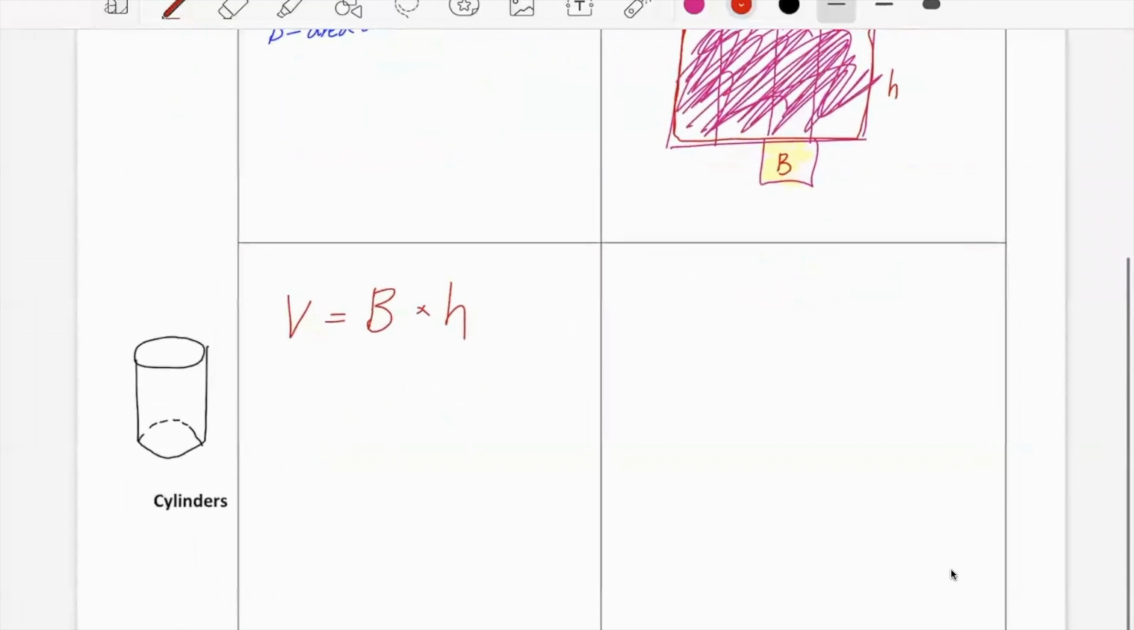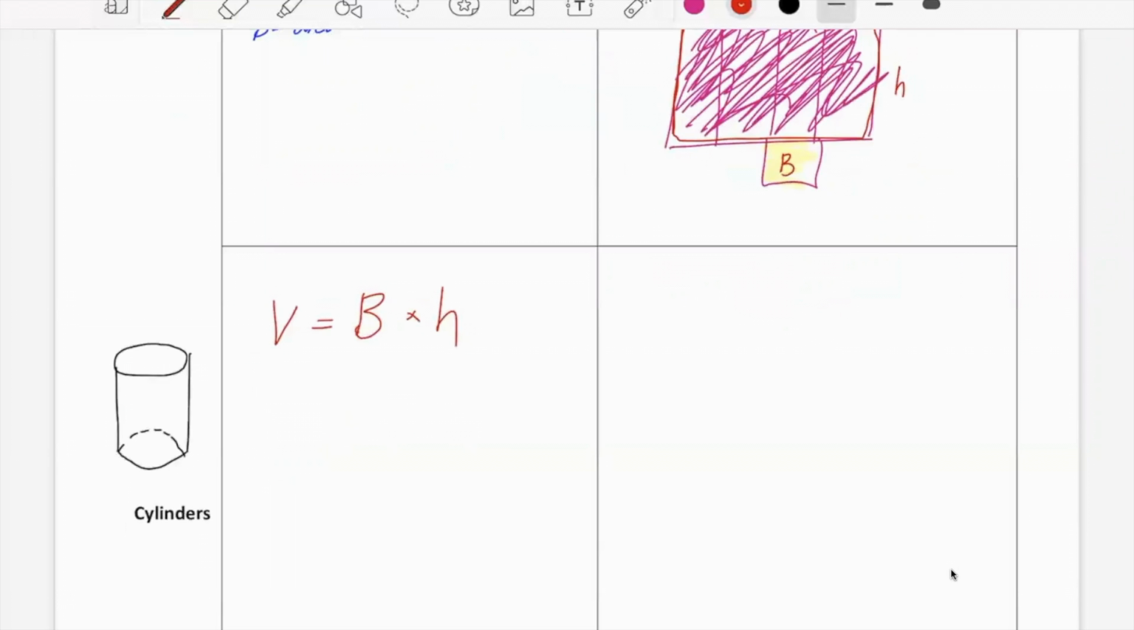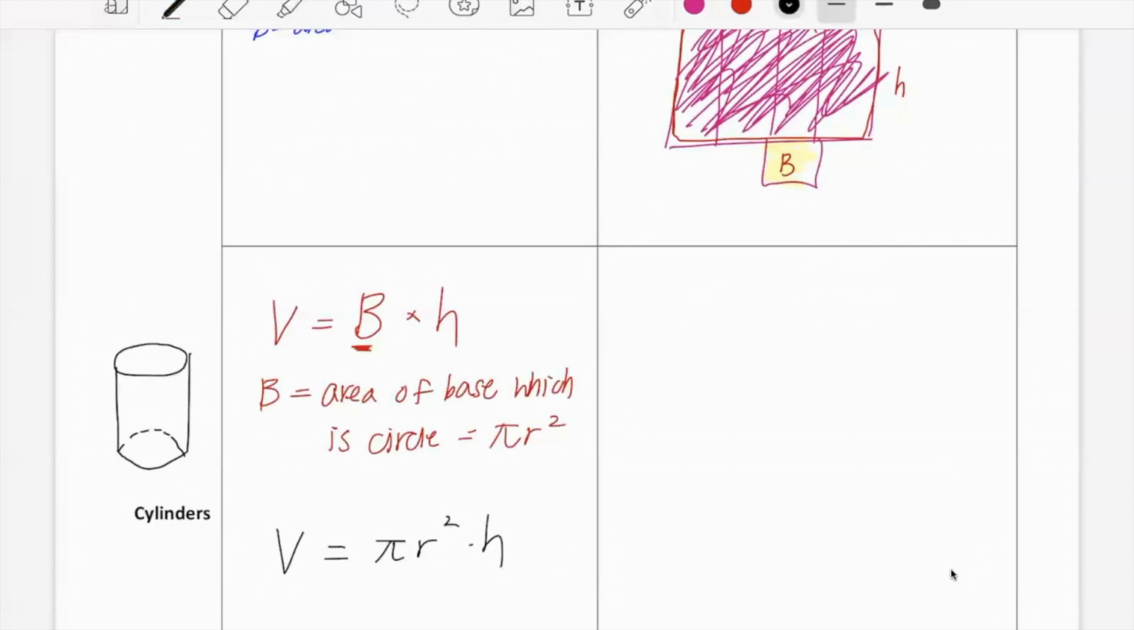But we cannot end it there, right? Because in a cylinder, there's a special feature. The area of the base is going to be the area of a circle. So you get pi r squared, which means a better version of the cylinder volume formula is going to be pi r squared times the height. That is the formal, official formula for the volume of a cylinder. Which means we have to come up with a better one for surface area.